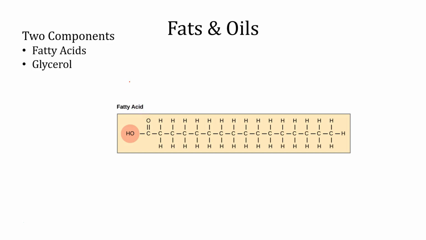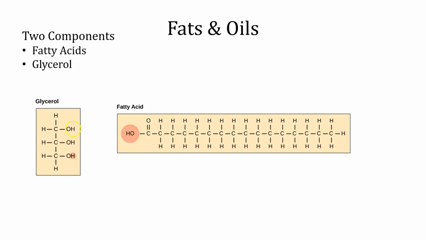Another thing that fats and oils are made out of is this thing called glycerol. So glycerol is kind of like the linker. It's the thing onto which multiple fatty acids can link together. It's a pretty simple molecule, just 3 C's, and each of the C's has an OH, and then there's just a bunch of H's added on to fill up all of the extra binding spots on the carbon atoms.